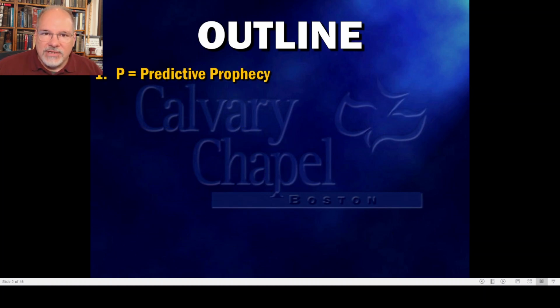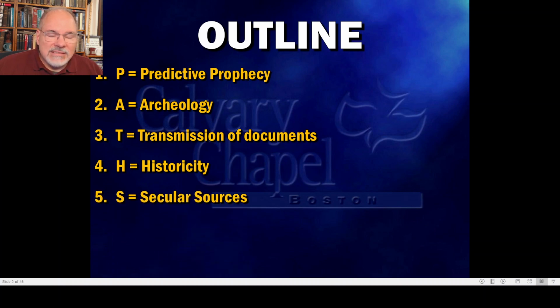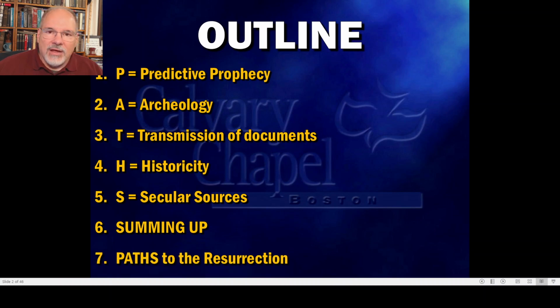So the outline is very, very simple. The P stands for predictive prophecy. The A stands for archaeology. The T stands for transmission of documents. The H stands for historicity. The S stands for secular sources. And then we'll sum it up at the end. And then I'll talk about how this PATHS brings us to the resurrection, which you've really done the lion's share of the work for when you talk about predictive prophecy, archaeology, the documents, the historicity of them, and then the secular sources, those outside of the Bible.